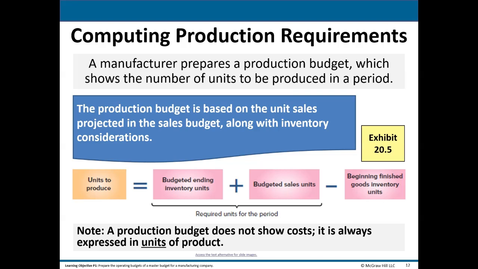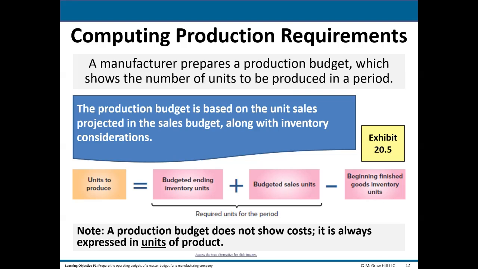A manufacturing company will prepare a production budget. This shows the number of units to be produced in a period in order to meet the budgeted sales and the desired inventory levels. Manufacturers will often set what we call a safety stock, and that's just the quantity of inventory that they need to keep that will help protect against lost sales caused by unfulfilled demands from customers or delays in shipments from suppliers.